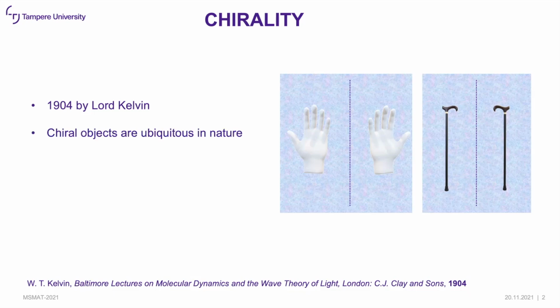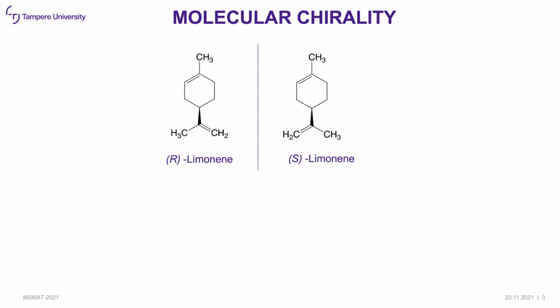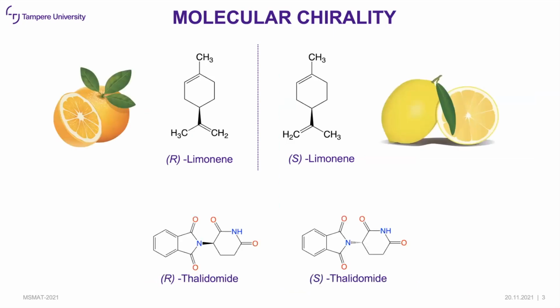Today, we know that chiral objects are ubiquitous in nature and they are important in understanding the origin of life and evolution of life. In biological systems, we encounter chirality at molecular and macromolecular scale. At molecular scale, they're fundamentally important, as in the example shown here of limonene. Depending on the enantiomers, it can differ in flavor and taste.